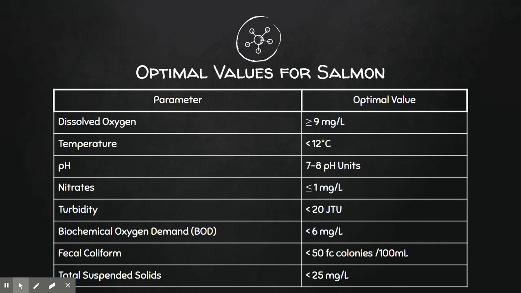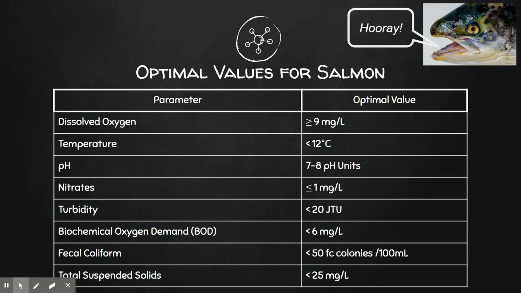Okay, back to it. We've talked about all of the water quality tests you may conduct during your water quality monitoring. And when you run these tests, you're going to collect a lot of different numbers. But we still need to give meaning to those numbers. Here, we're going to talk about optimal or ideal values for salmon. These numbers or ranges are the best case scenario for salmon.